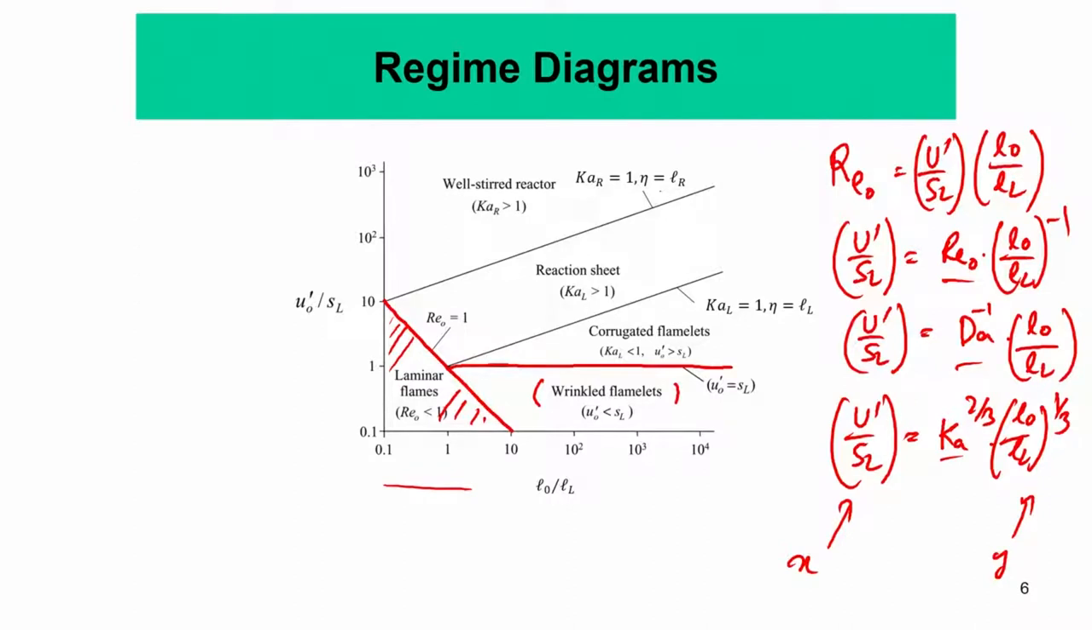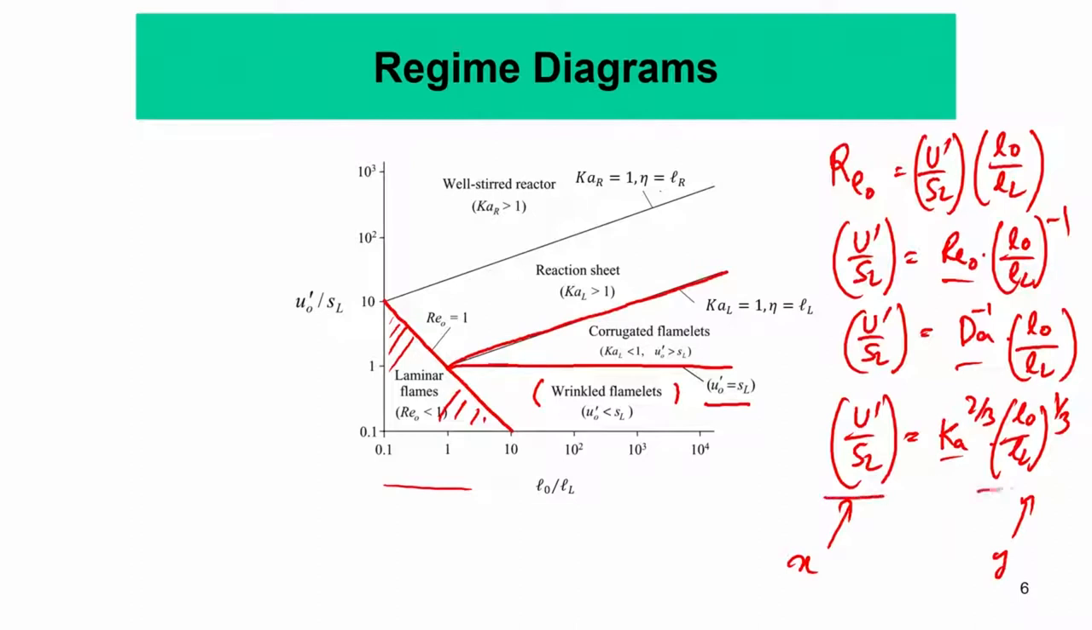Now comes the interesting regimes, essentially three regimes: the corrugated regime, the reaction sheet regime and the well-stirred reactor regime. Now, the corrugated regime is essentially the boundary between U prime by SL equal to 1 and the flame Karlovitz number equal to 1 line. So, this Karlovitz number equal to 1 line will appear.